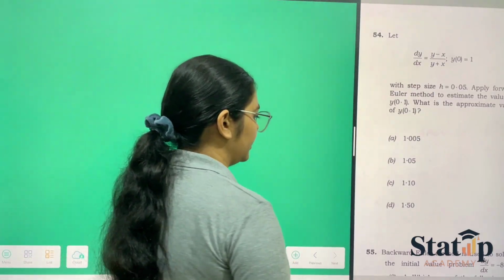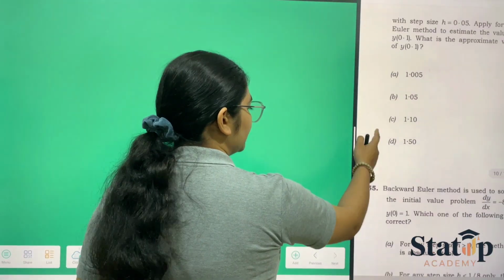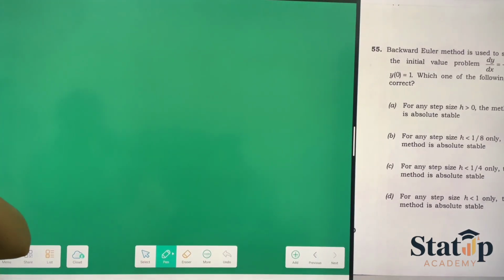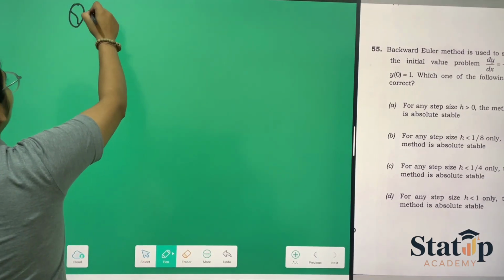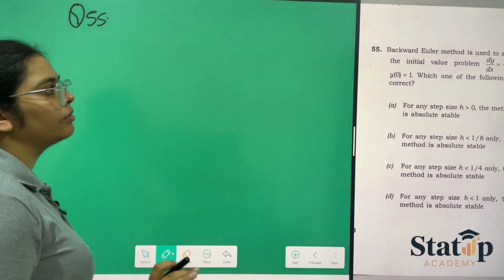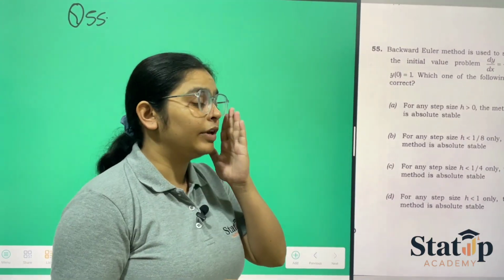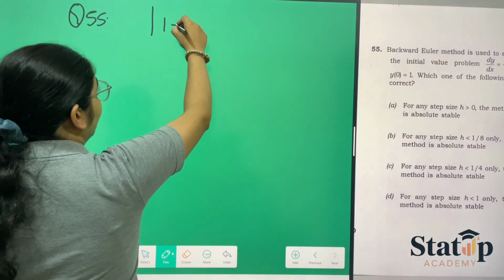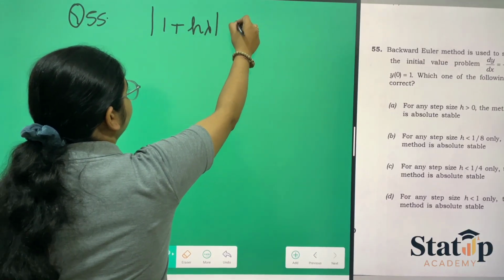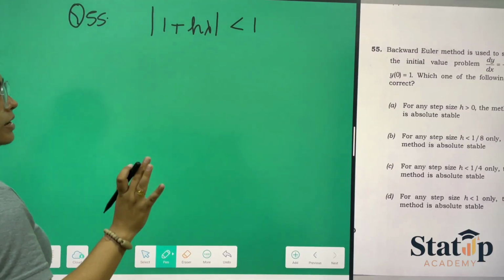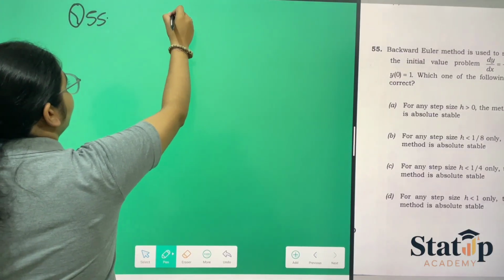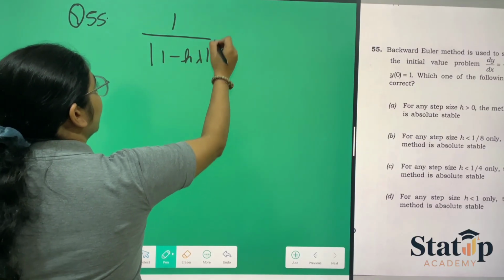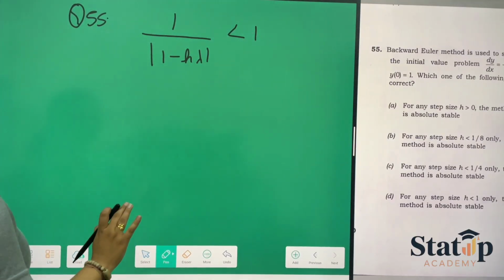Now moving towards another question, which is question number 55. This is an important question because here a backward Euler question has been asked. Whenever a forward Euler question of this kind is asked, we use the formula modulus of 1 plus h lambda is less than 1. But here a backward Euler question has been asked, so we will be using 1 upon modulus of 1 minus h lambda is less than 1. This is the formula that is to be used.